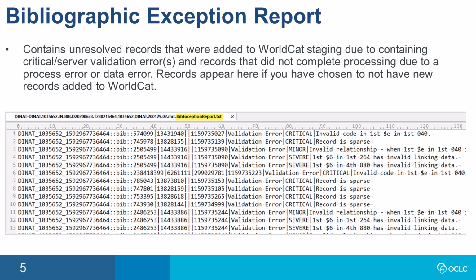The Bibliographic Exception Report contains unresolved records that were added to WorldCat staging. Records are added if they contain validation errors or they did not complete processing due to a process or data error. All errors for a record will be represented in unique pairs, showing from search key to error. This means that a bibliographic record key may be repeated more than once within a report to provide the complete set of errors associated with that record.